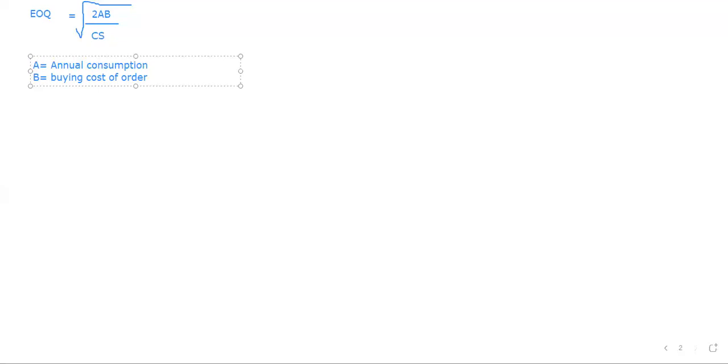And then here I gave a C and S. So C means cost per unit of material. So C is equal to the cost per unit, CPU, of material. And S is storage and carrying cost.